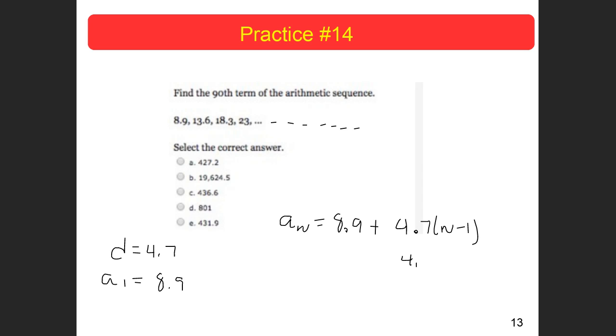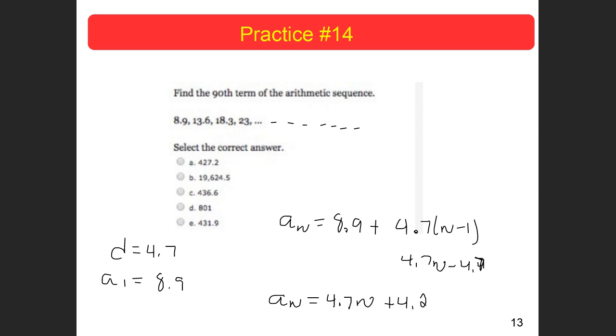So this is going to be 4.7n minus 4.7. So a sub n is equal to 4.7n, and then 8.9 minus 4.7 looks like this is 4.2.